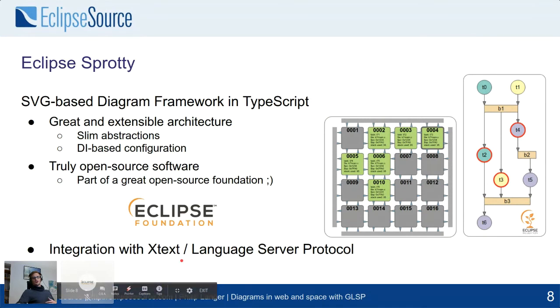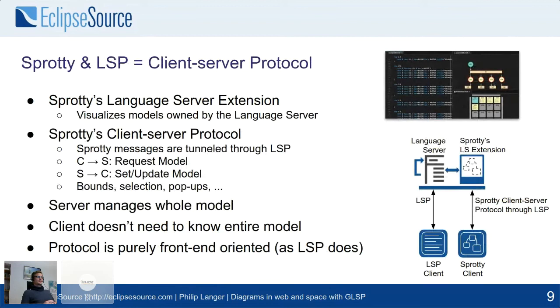One other thing that is worth highlighting about Eclipse Sprotty is that it's integrated with Xtext and the language server protocol implementation of Xtext. And how that works is basically that Sprotty and language servers allow you to visualize a model or a textual Xtext-based file in some diagram. That's basically the use case that Sprotty would like to achieve with this integration with the language server protocol.